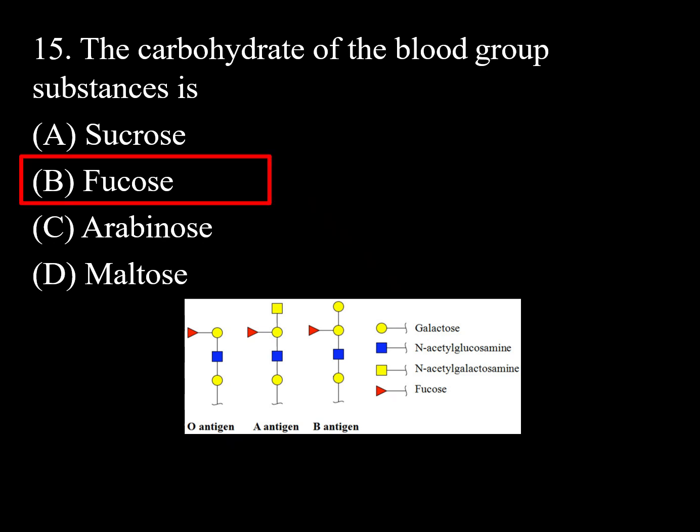As you see here in this diagram, galactose is also a carbohydrate, and acetylglucosamine and fructose. All these make up the blood group antigens, as you see in the diagrams: O antigen, A antigen and B antigen. But in these options they have given only fructose, so we will choose fructose. This is the structure in which fructose is present in these blood group antigens. So the right option is B, that is fructose.